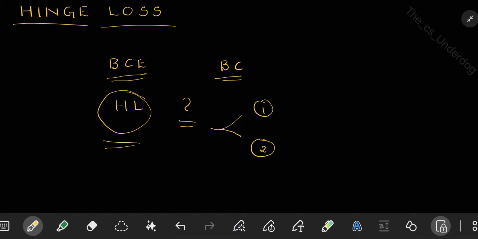That is, it does not simply want the model to say that, okay, it is 1 or it is 2. Instead, it wants the model to confidently say that by this margin, I know that the answer is class 1. Or that by this margin, I know this particular example belongs to class 2. So this confidence margin, that is what hinge loss newly introduces.